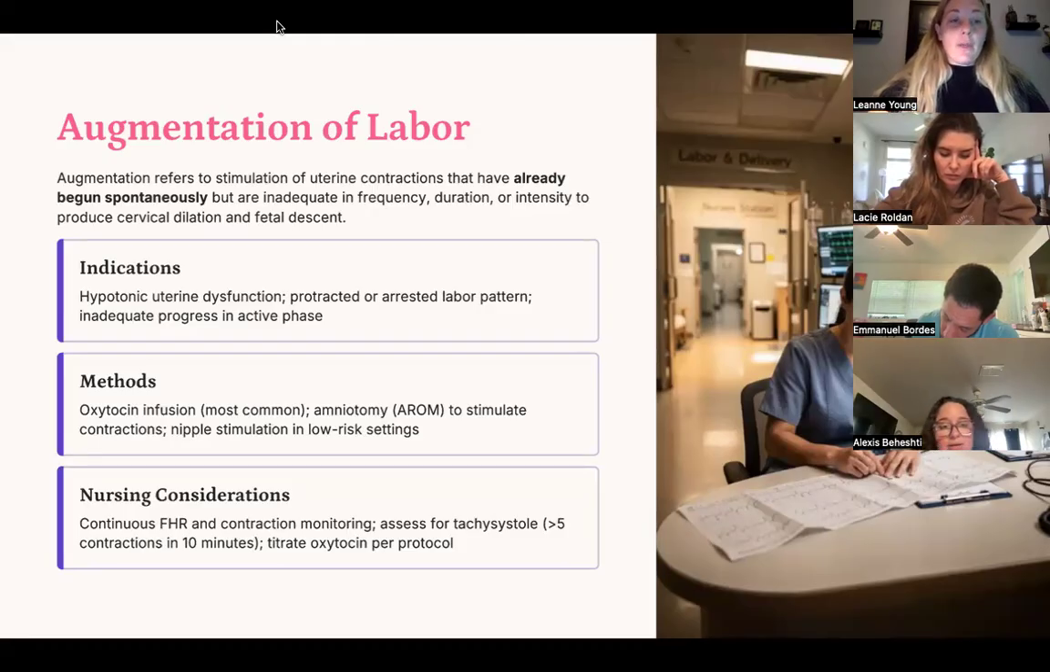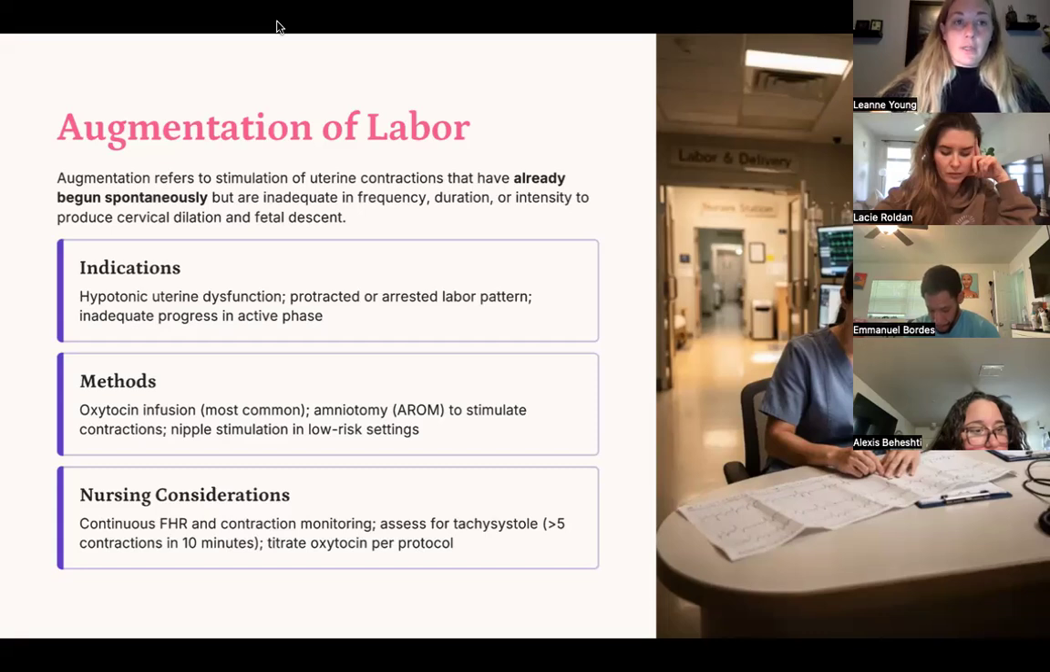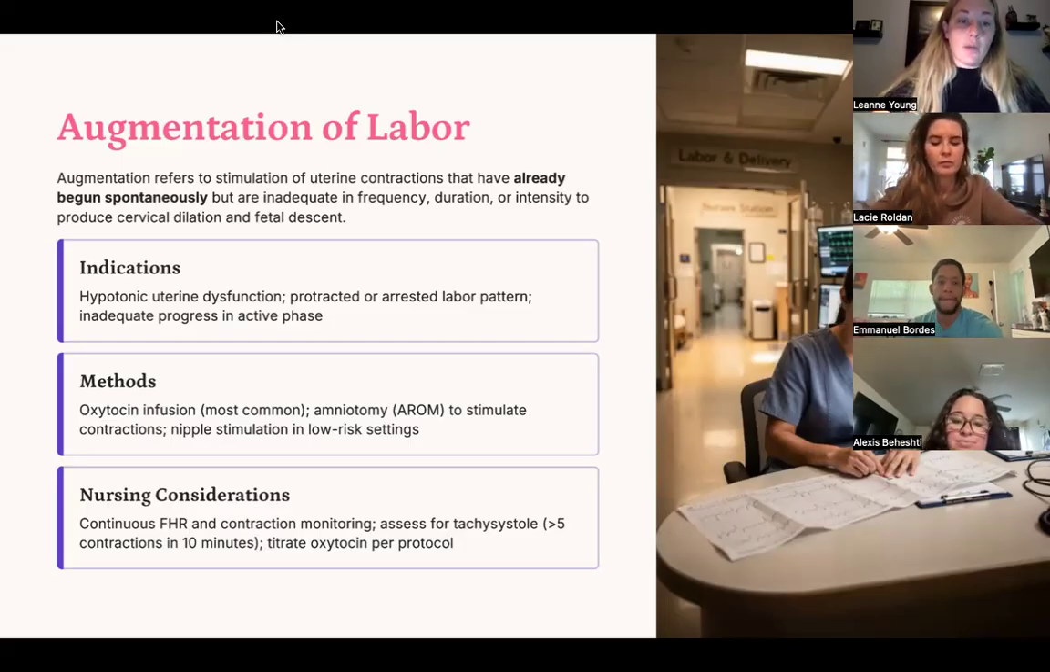Indications could be uterine dysfunction. Like I said, mom's not having enough contractions on her own. The contractions aren't strong enough. They're not long enough. Either she's been in labor and it's stopped all of a sudden, like her contractions just stopped, or we're just not progressing. Okay. So the most common augmentation method is starting Pitocin.